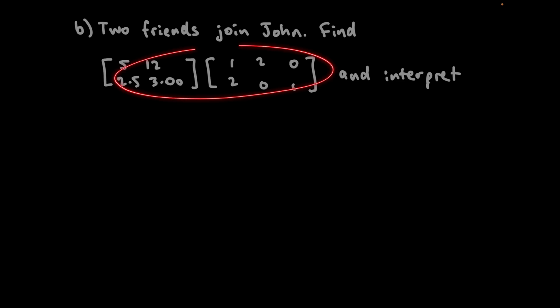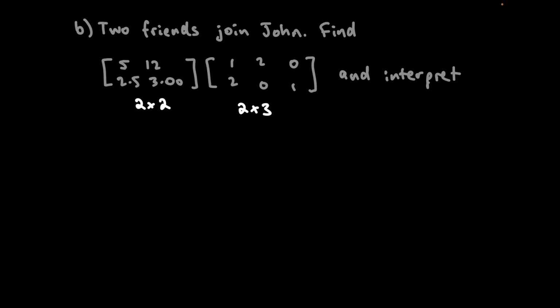So let us now multiply these two matrices and work out what the final answer is. So the first matrix is a 2 by 2 matrix. Second matrix is a 2 by 3 matrix. Are they multipliable? Yes, because 2 and 2 are the same. The inside numbers are the same. What's the dimensions of the final matrix? Well, it's a 2 by 3 because it's the outside numbers.